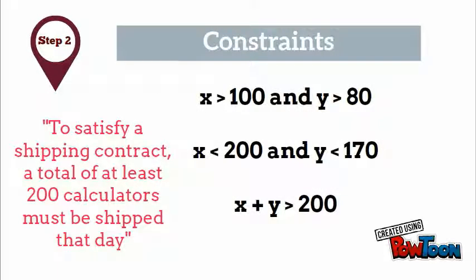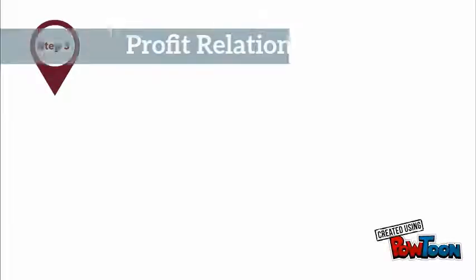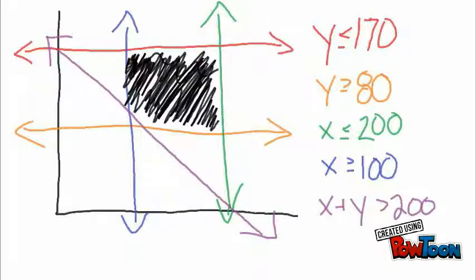The last constraint is going to be x plus y is greater than 200, because to satisfy the shipping contract, the company has to produce at least 200 of both types of calculators combined. Although this equation is not going to be used until the end of the problem, it is important to identify it. This is the equation that you will use in the end to maximize or minimize the company's profit. This depends on what the question asks of you.